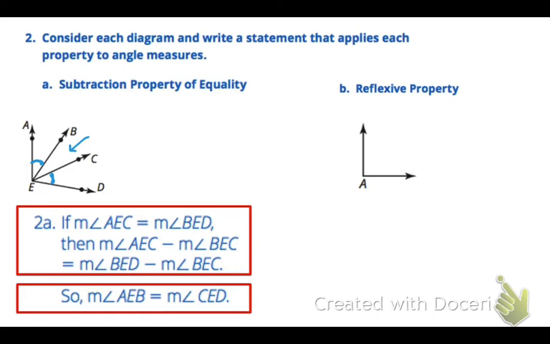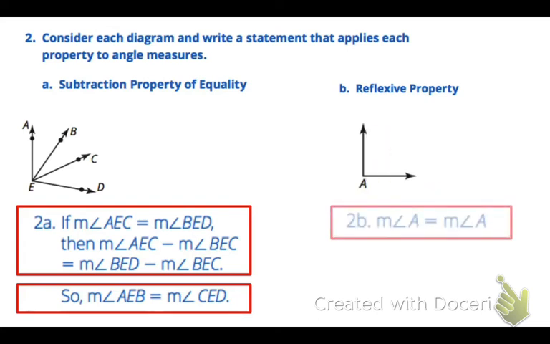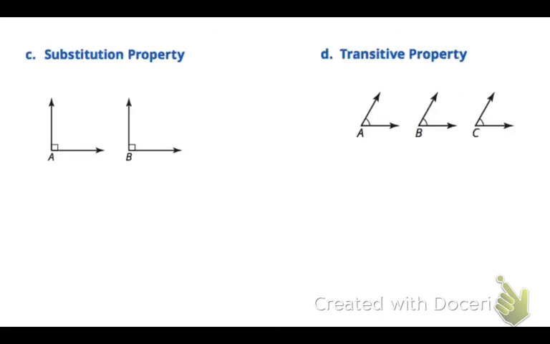Now reflexive property, reflexive means that it's equal to itself. So if I'm looking at angle A, then the measurement of angle A should equal the measurement of angle A. That's me giving a statement based on angles. You're going to go ahead and do C and D on your own.